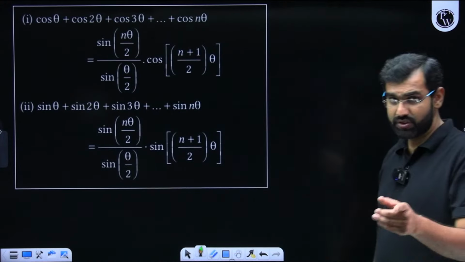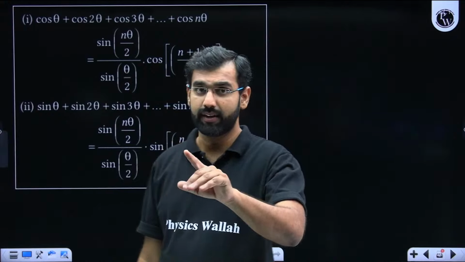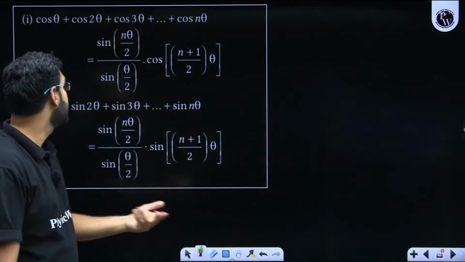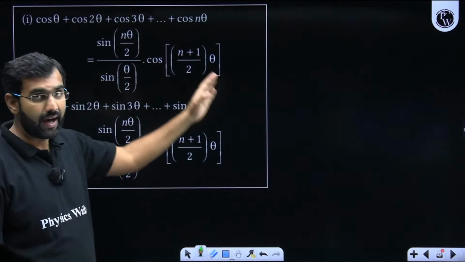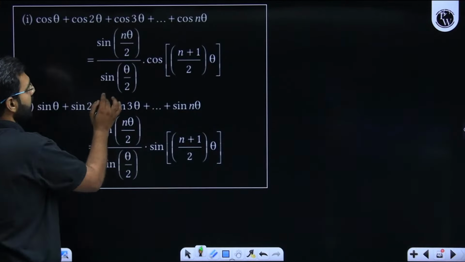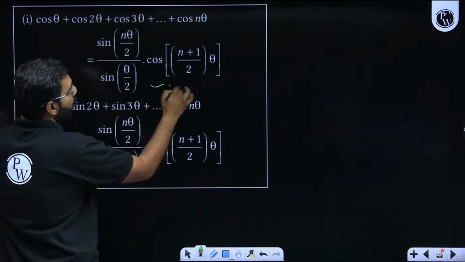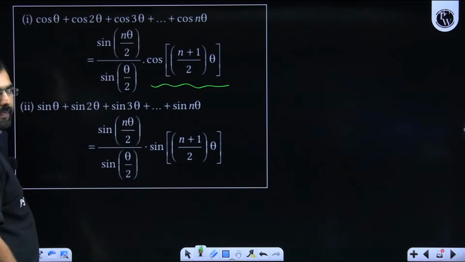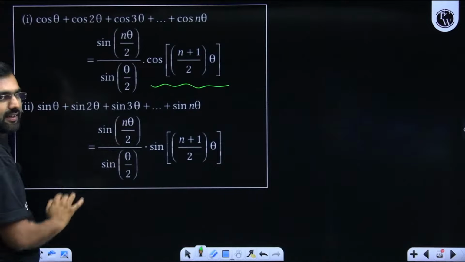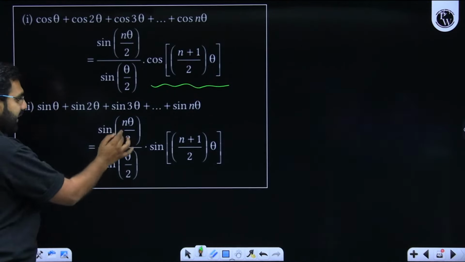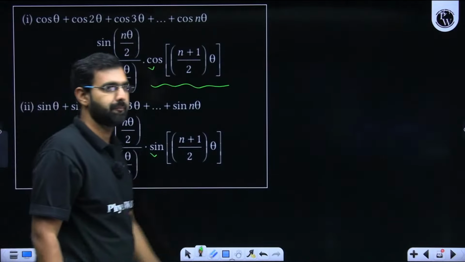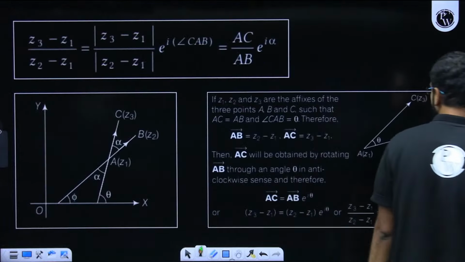Now, this is something which I began with, where we were discussing that if sine theta, sine 2 theta, sine 3 theta are added, where these angles are in AP, then the sum is given by sine n theta by 2 divided by sine theta by 2 times cos of n plus 1 by 2 theta. Even if the angles are in sine, previously it was in cos, the formula remains the same, sine n theta by 2 over sine theta by 2, except for this cos. Now I'll be having a sine here. Will you remember that, all the participants?